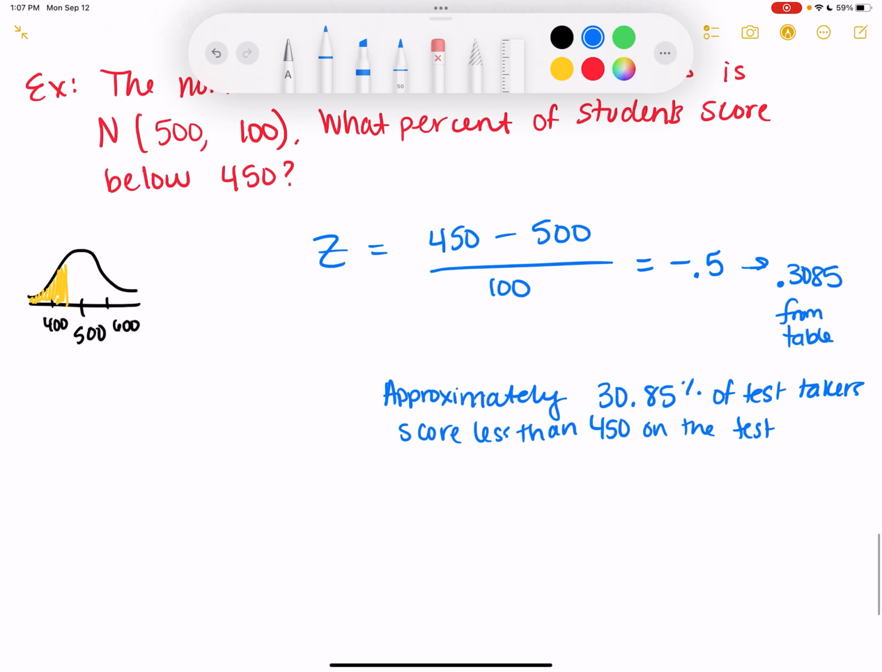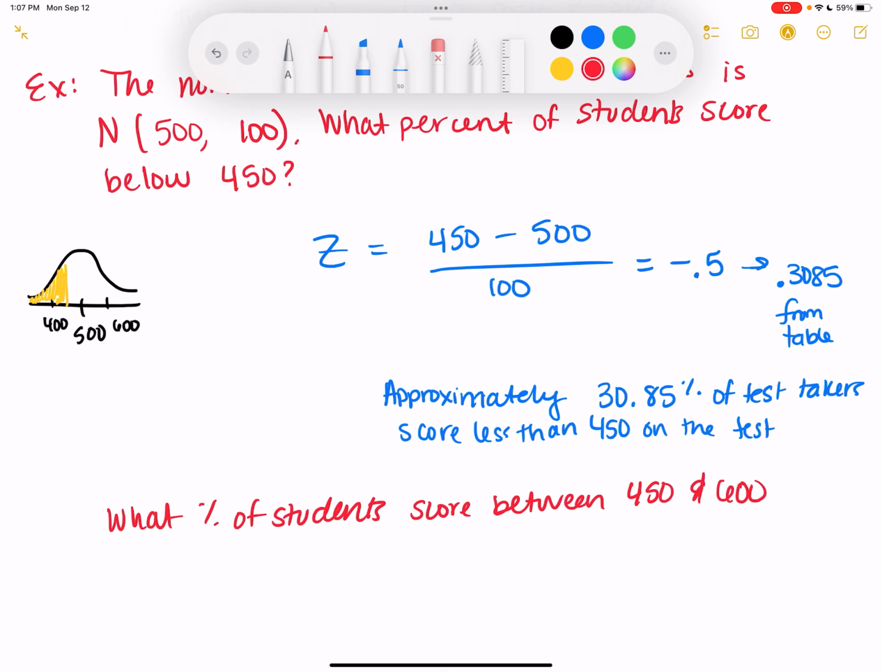Let's see. So if we did a modification to this problem, I was saying sometimes it's the left, sometimes it's the right, sometimes it's the center. So if the problem was changed to say what percent of students score between 450 and 600 on the test.